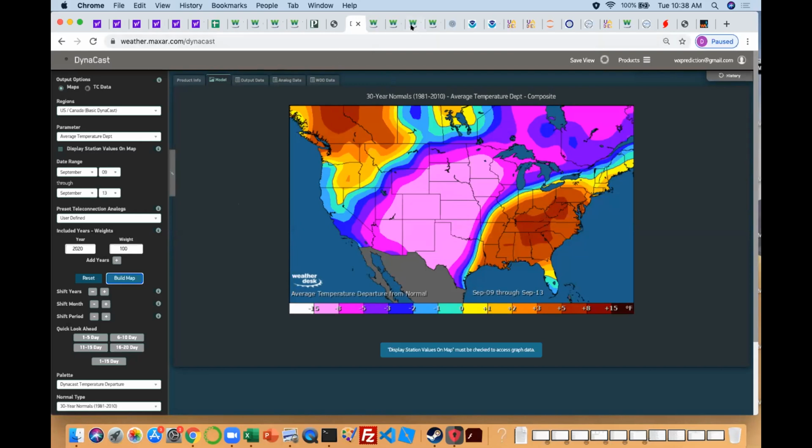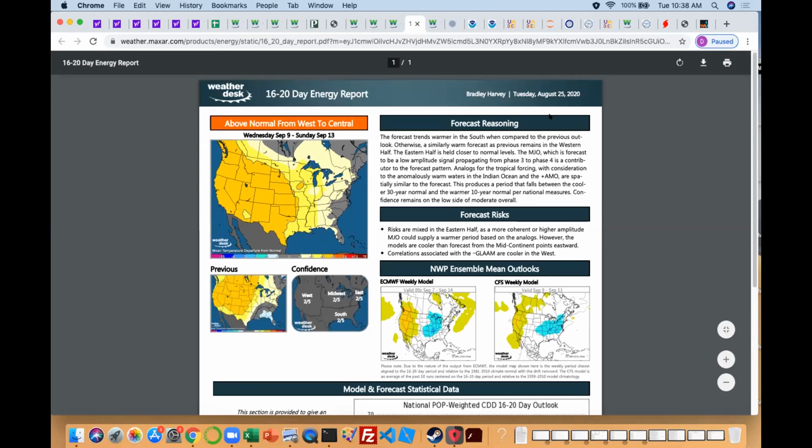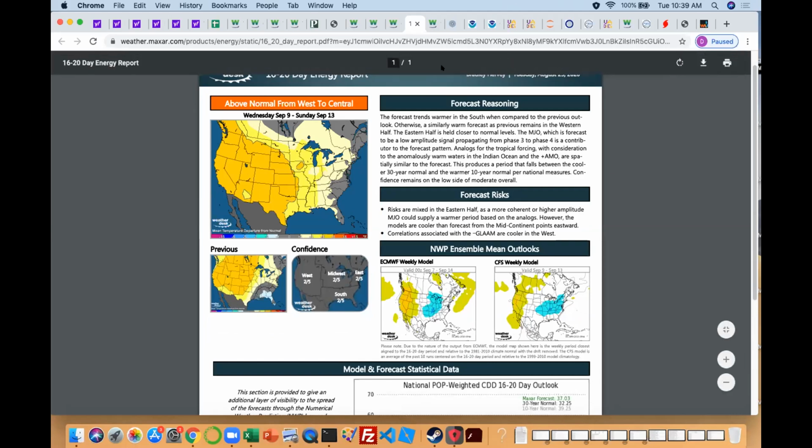In terms of what the pattern forecasts were, this is the Maxar report from August 25th. So the same verification period, the 9th through the 13th. You've got the Maxar forecast in the top left, and the ECM and CFS patterns over here on the right side of the page.